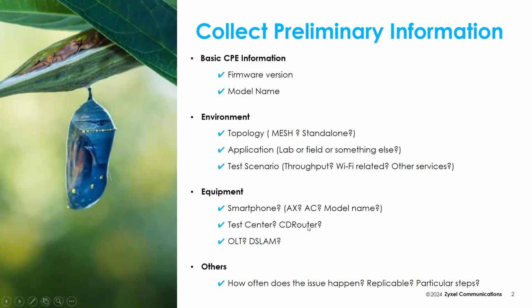The next one is that we want to know what kind of software they use in the test. For example, whether the device they use is a test center or they use a CD router to test the issue. And also, we would like to know what CO devices they use in their test scenario. For example, whether it is an OLT device for GPON technology, or a DSLAM for DSL technology.